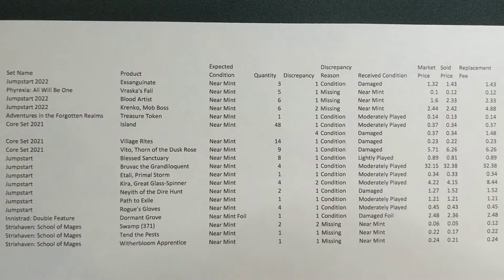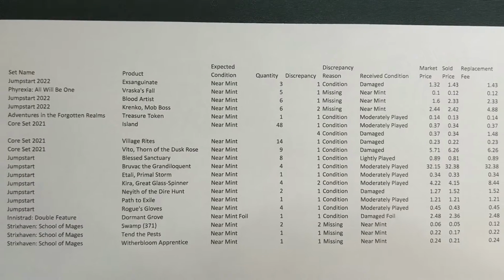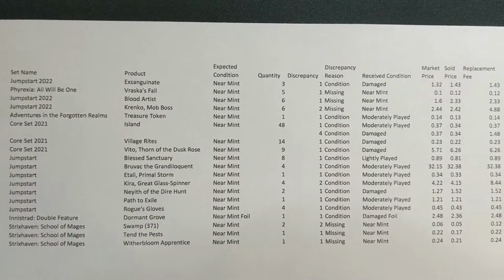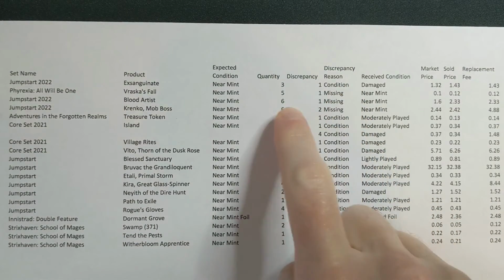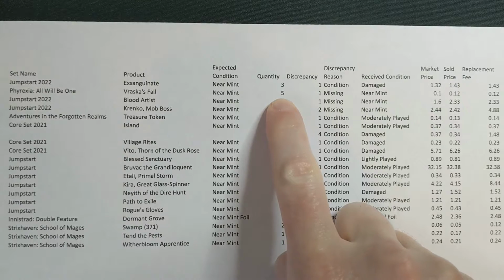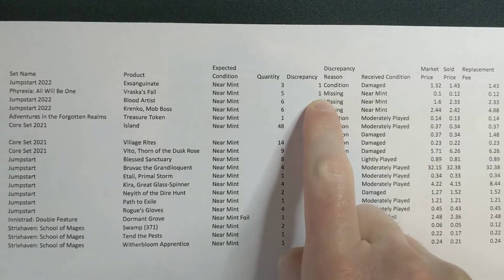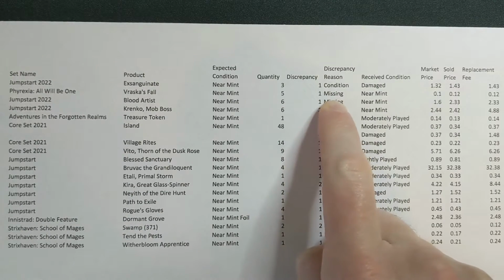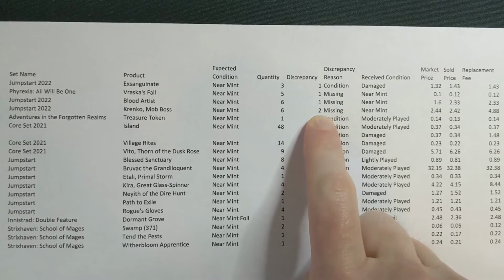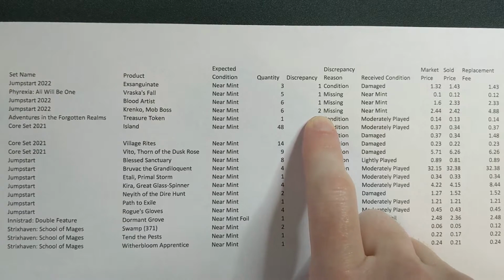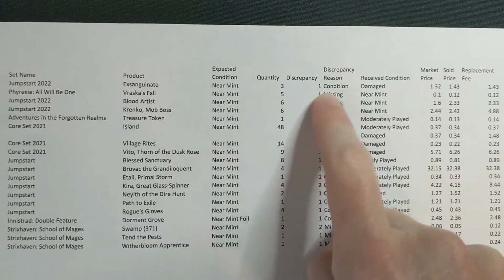Now, if you've noticed on this list that I've shown, one of the things you can see is the discrepancy reason. And of course, missing: the quantity I was supposed to send in of this card was 5. The discrepancy was 1 was missing. That just means I had inventory errors. When I initially entered my inventory in TCGplayer, I just counted wrong. So that's just me being stupid.